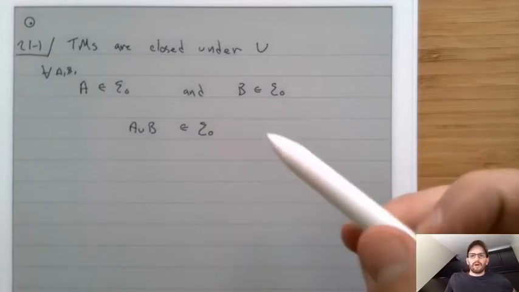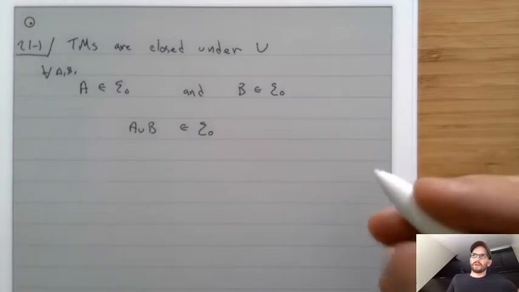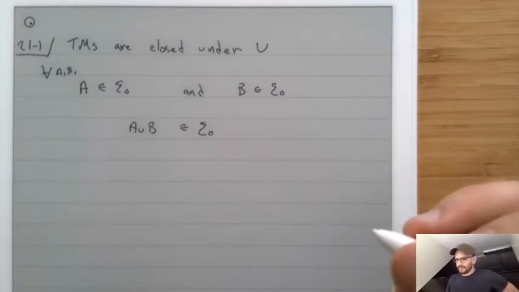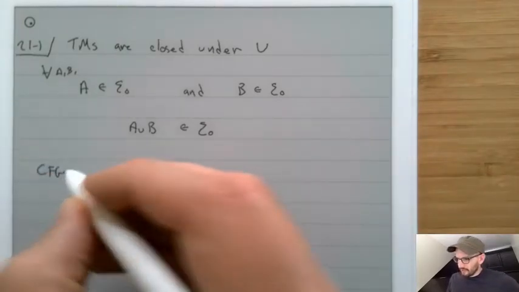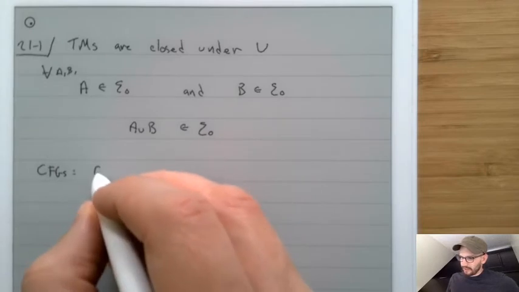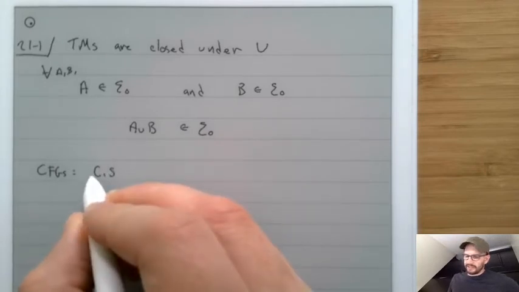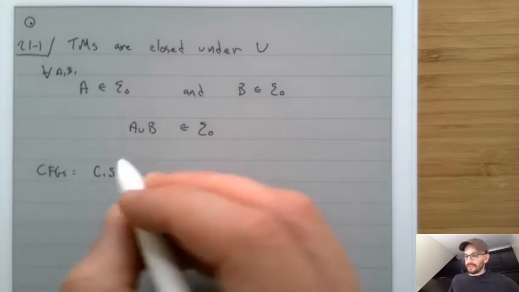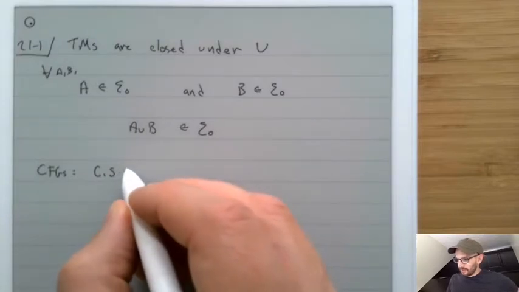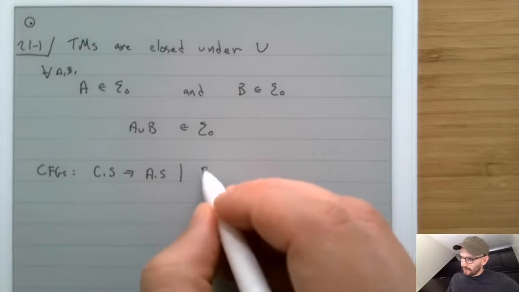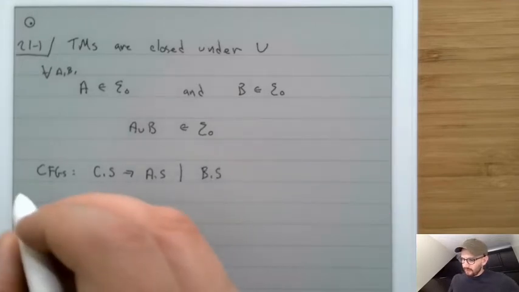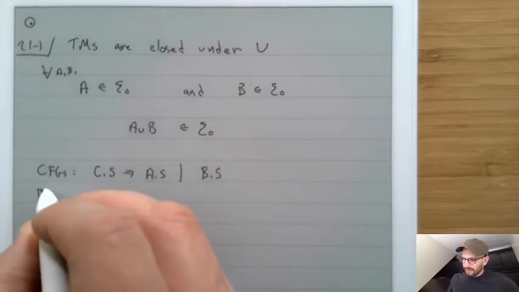Now recall that we already did something like this for DFAs and context-free grammars. With context-free grammars, it was easy to just produce a new machine, let's call it C. This is the C grammar, and its start symbol would just go to either the A start symbol or the B start symbol. Now with DFAs, actually let's do NFAs first.